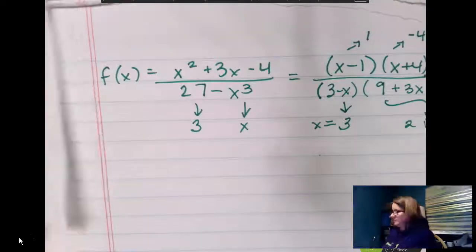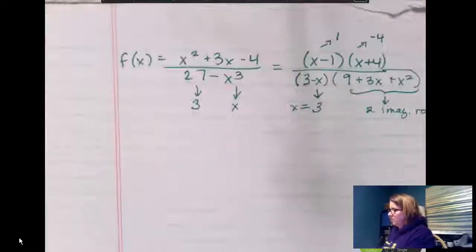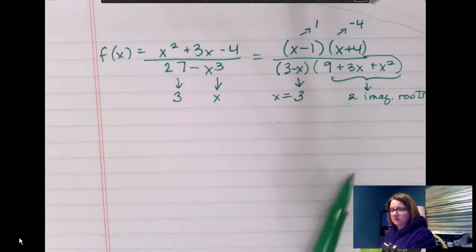This guy has 2 imaginary roots. Then here we have a 0 of 1 and a 0 of negative 4. So nothing cancels. Sorry about that. Nothing cancels, so that leaves me with no holes or anything. But I'm going to have some asymptotes.